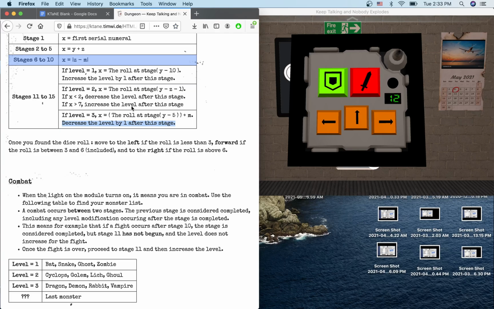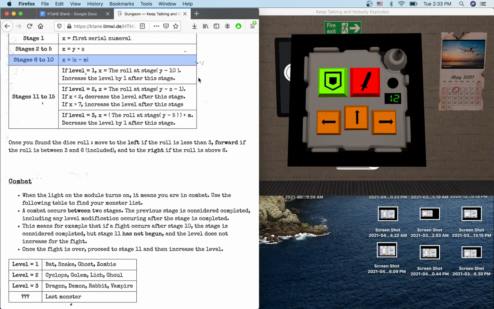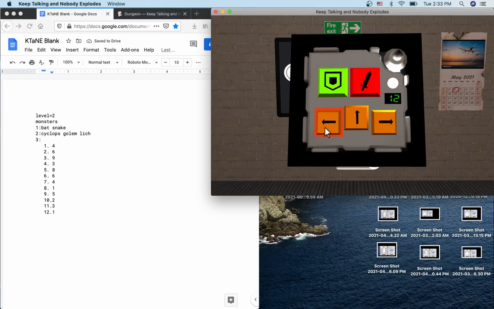Anyways, we need to calculate our roll for stage 12, excuse me. If the level equals 2, which it does, the roll at stage Y, which is 12, minus Z, Z is our previous roll, so minus 3, minus 1. So 12 minus 3 minus 1, 12 minus 4 is an 8. So the roll at stage 8, which is a 1. 1 is going to move us to the left.